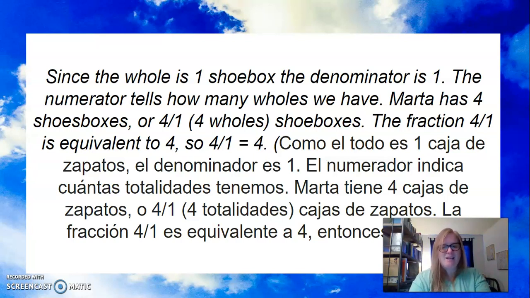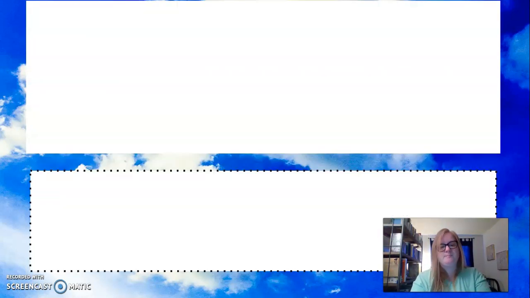Okay? I know that can be a little complicated, but just like when we were doing our number lines of how many wholes, I think it might have just been one lesson ago, where you're counting on a line how many wholes, and it was 1 whole, 2 wholes, 3 wholes, 4 wholes. That is a lot like this, because we're talking about whole shoe boxes, and we're not cutting them or splitting them or anything like that. So our fraction, when it comes to whole numbers, would be the whole number over 1 every time.